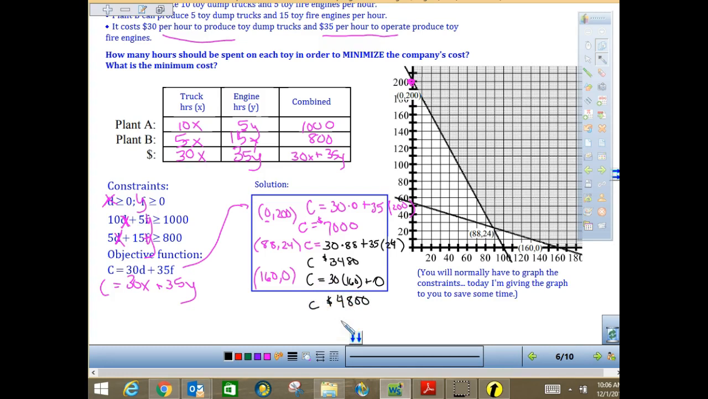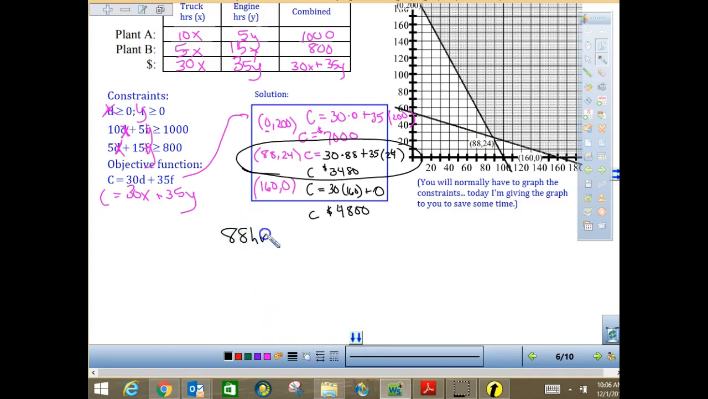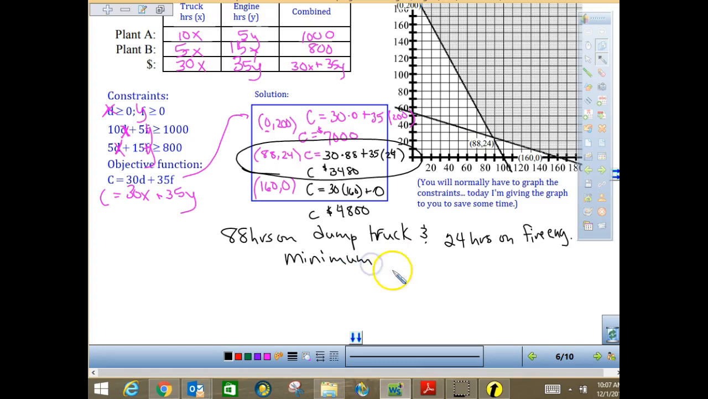Are we trying to maximize or minimize our costs? Minimize. So we definitely don't want to choose this one. So we would want to answer the question with, and I know yours probably is a little full with just that work, 88 hours on the dump truck and 24 hours on the fire engine, for a minimum cost of $3,480.